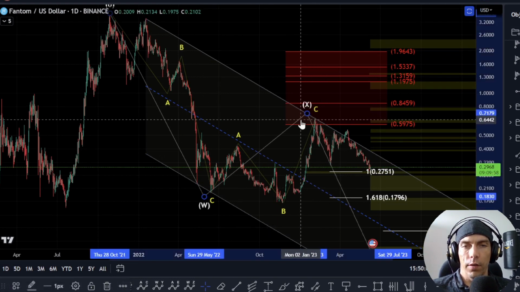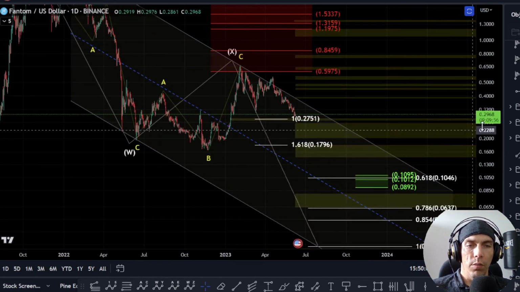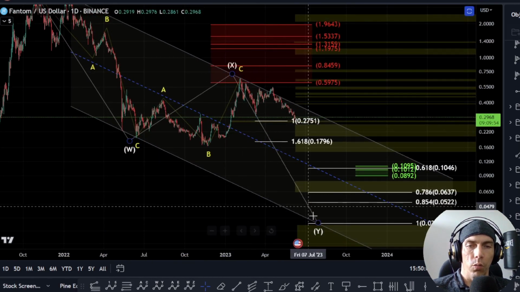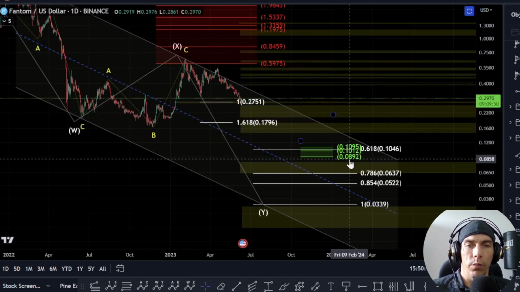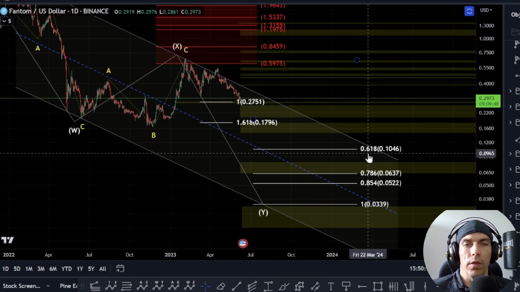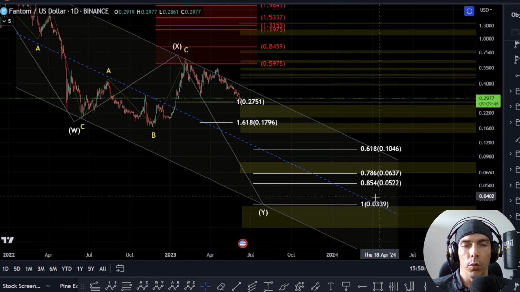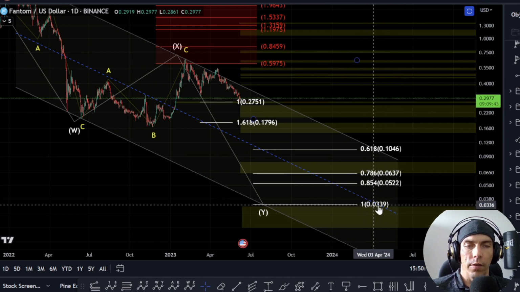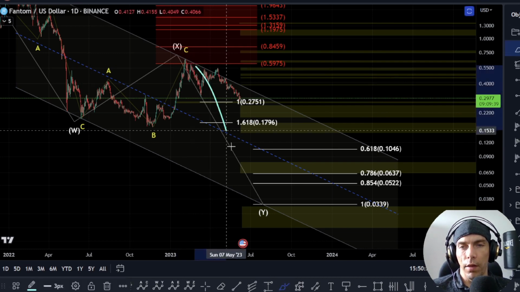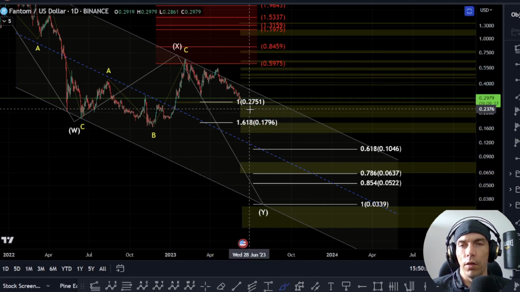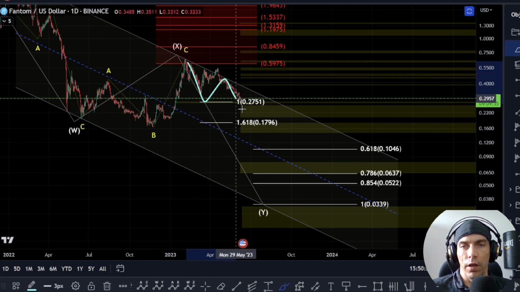And if we are looking at this X wave being done, what we would then be looking for is the potential to see a move to the downside in 3 waves for this Y wave. Now the target we'd be looking for here would actually be between this 0.618 at this 1046 and this 1-to-1 here at this 0339. So what we'd be looking for here ideally would be a 3-wave move to the downside. So what we'd want to see is something along this line as ABC.